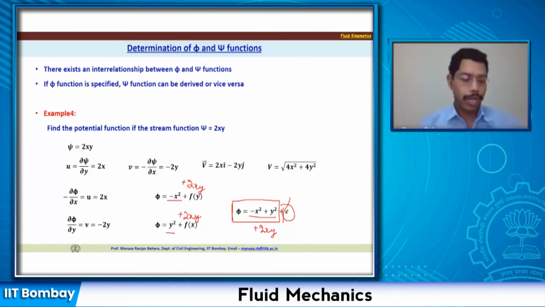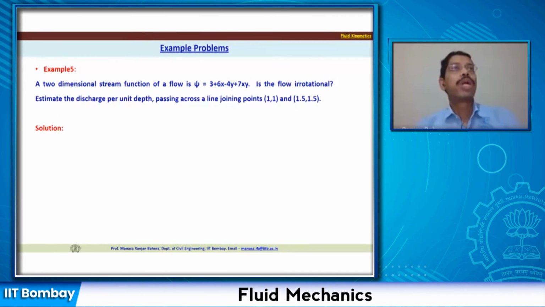All right. Now let us quickly look at a couple more examples, and we will be able to understand and appreciate more. This is an example which says a two-dimensional stream function of a flow is given here as a psi function. The question is: is the flow irrotational? Next, estimate the discharge per unit depth passing across a line joining two points, point 1,1 and point 1.5, 1.5. These are the spatial xy coordinates that are given. Now first let us see the solution.